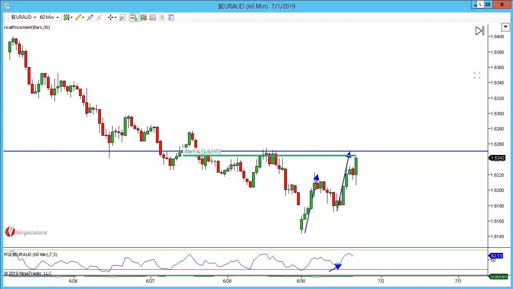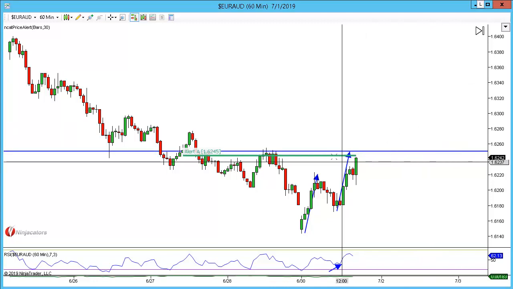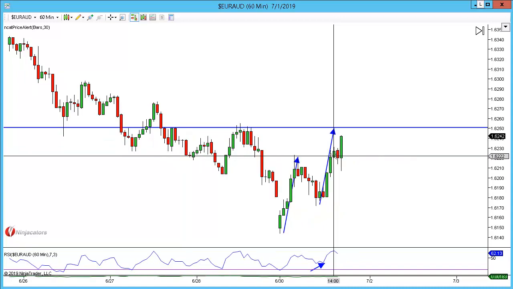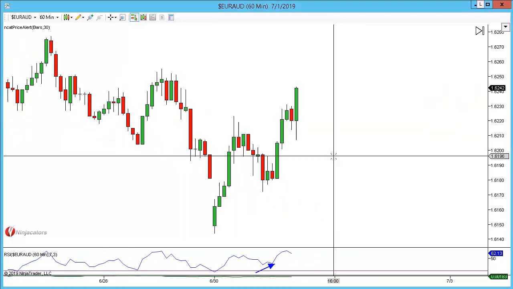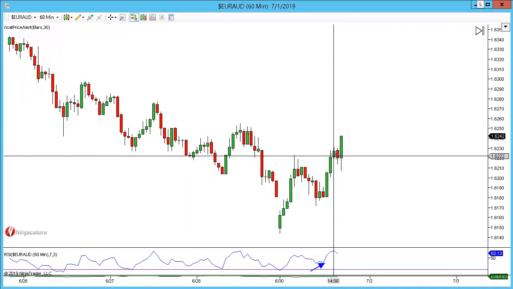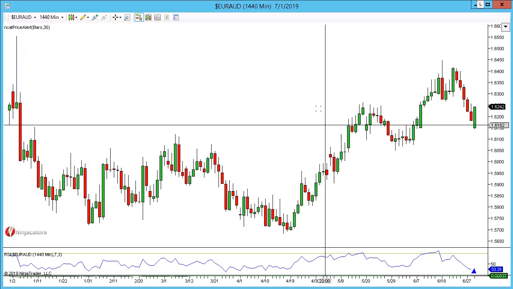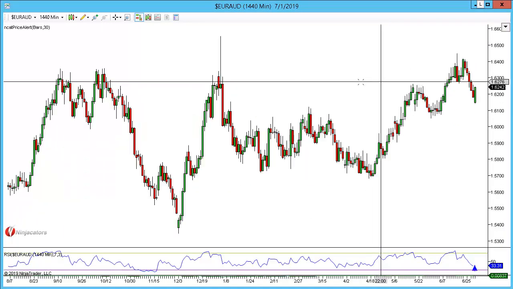This is the Euro Aussie on the 60, and we have a Gartley pattern, a complex pullback and some fib confluence. Complex pullback is basically just a trend within a trend, so I'm just going to run through this and just show you what's been going on here.